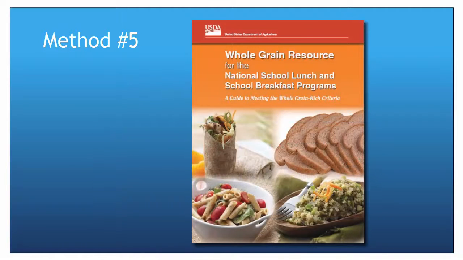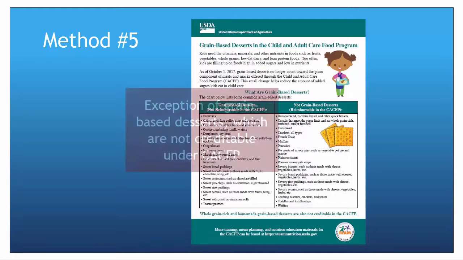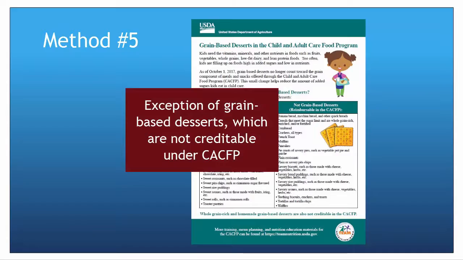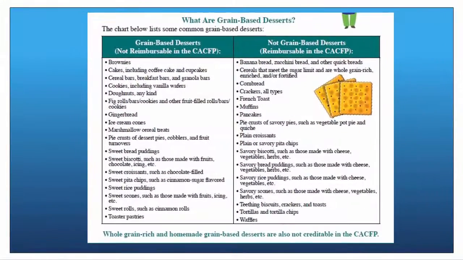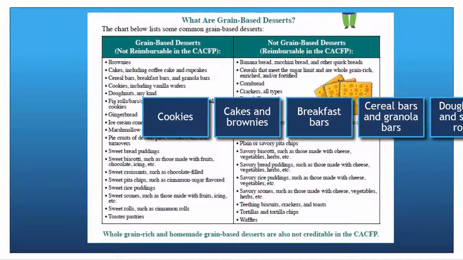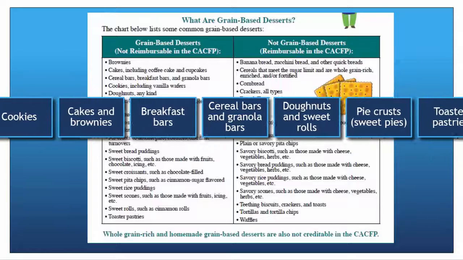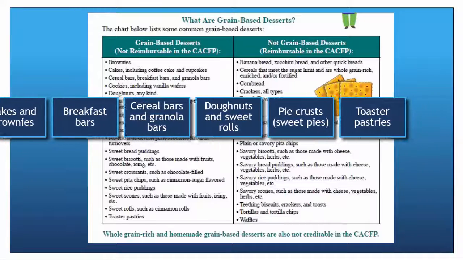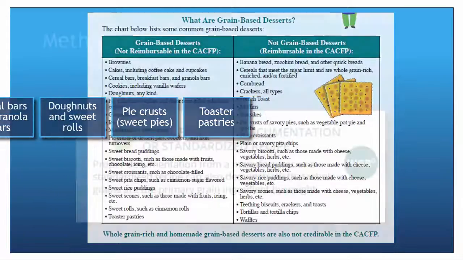The NSLP guide shown here can be used to identify CACFP creditable whole grain rich products. The NSLP whole grain rich criteria apply to all grain products with the exception of grain-based desserts, which are not creditable under CACFP. Examples of grain-based desserts include cookies, cakes, and brownies, breakfast bars, cereal bars, and granola bars, donuts and sweet rolls, pie crust used to make sweet pies, and toaster pastries.